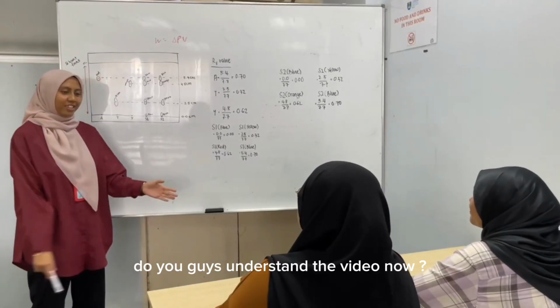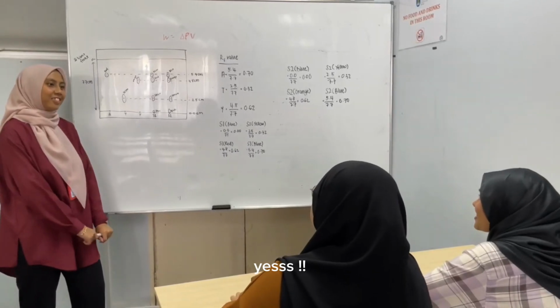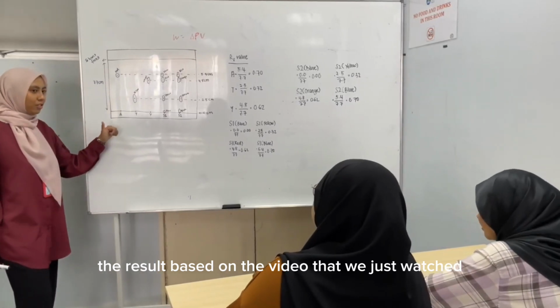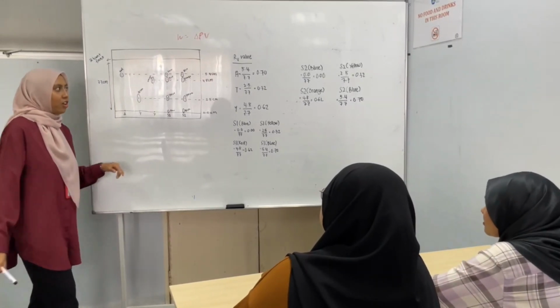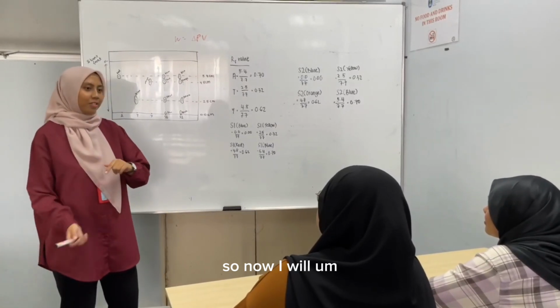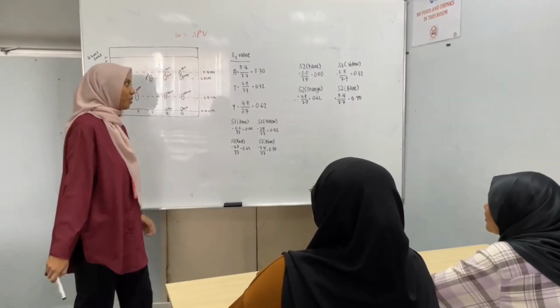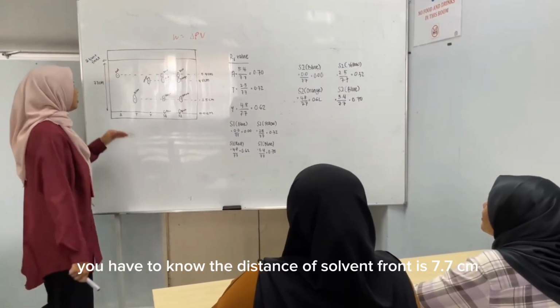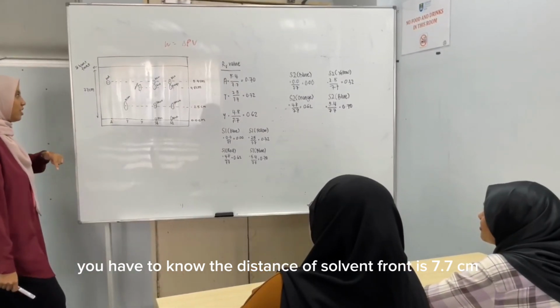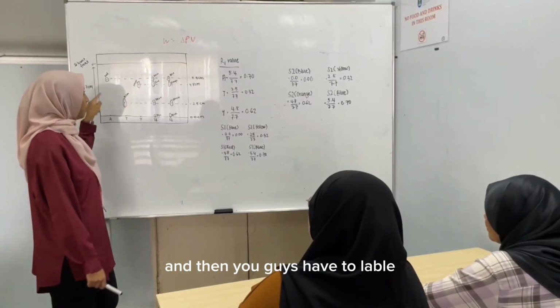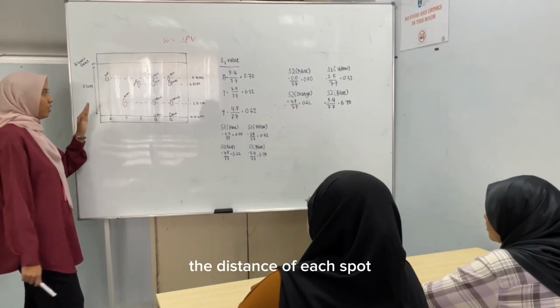So, do you understand the video now? Yes. Okay, so I have sketched this result based on the video that we just watched. Now I will teach you how to calculate the RF value. First, you have to know the distance of the solvent front, which is 7.7 cm. And then you have to label the distance of each spot.